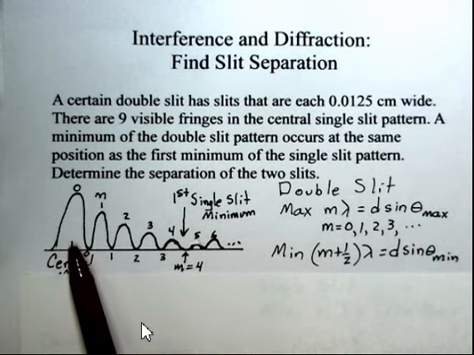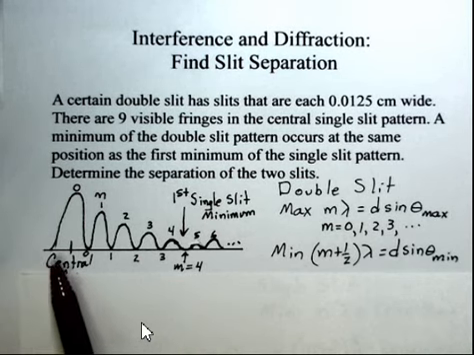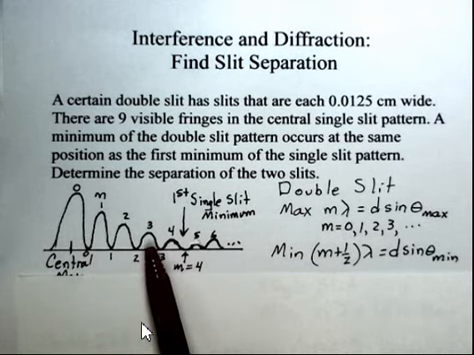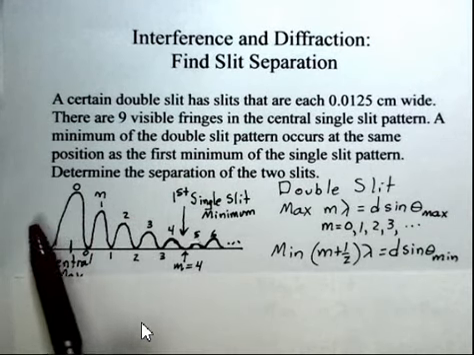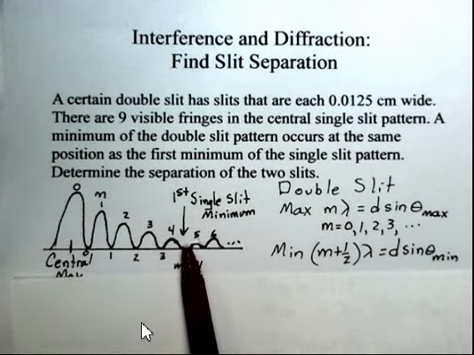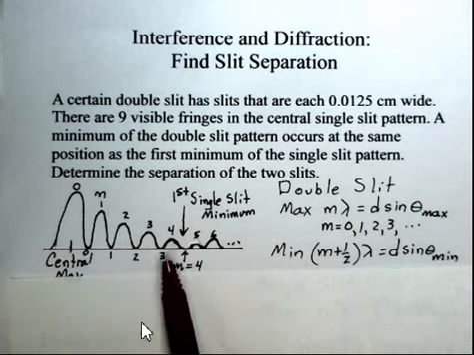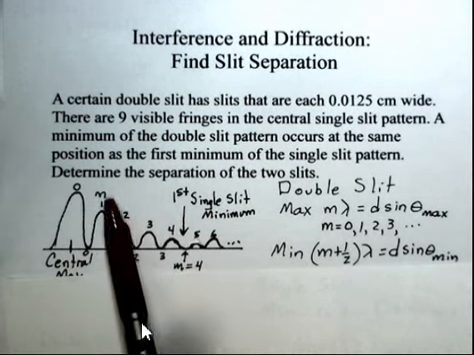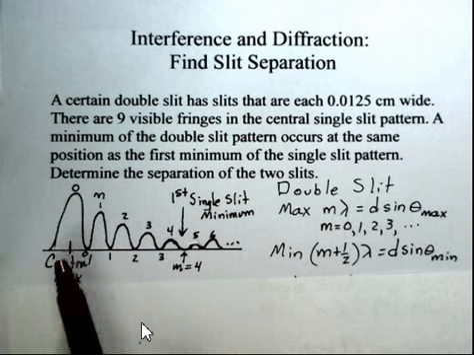Now, on the other side of this central max, how many maxima are there? Well, there's symmetry in these interference problems, so there are 4 that I did not bother to draw in here. So 4 to the left, 4 to the right of the central max. There's our 9th one. So there are 9 visible maxima inside the first central maximum of the single slit pattern. There are 2 central maxima being discussed here. There's an overall central max of the single slit pattern, and then there's a central maximum for the double slit pattern.